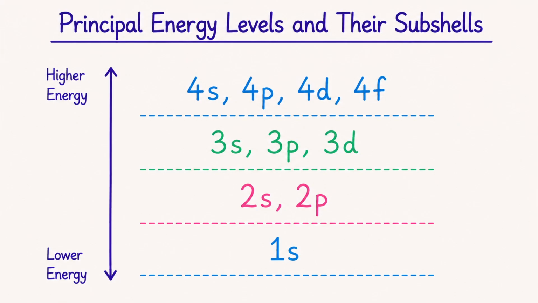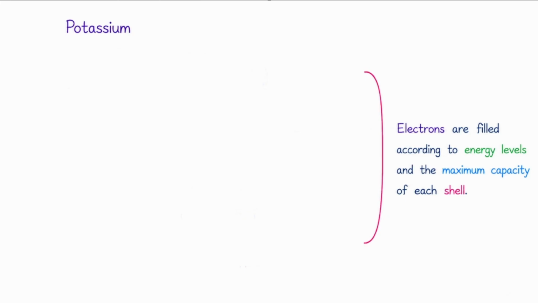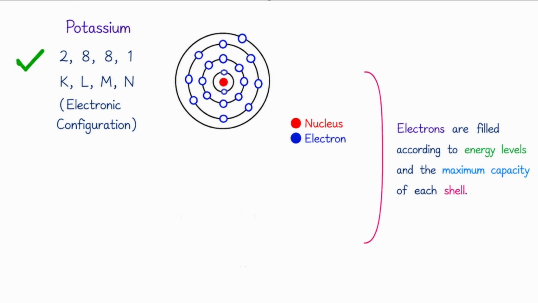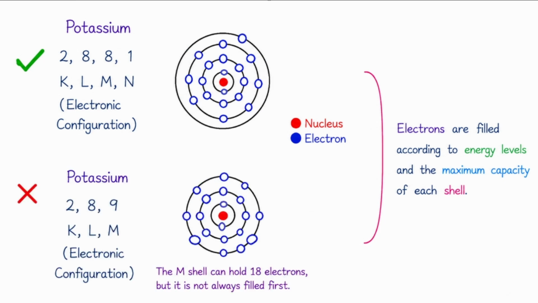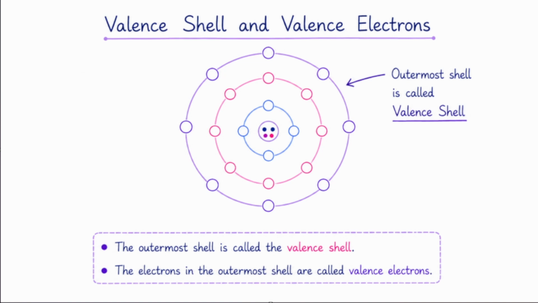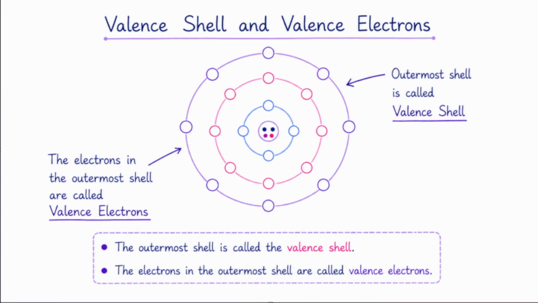In reality, electrons fill shells based on energy levels rather than capacity alone. For example, potassium, atomic number 19, has an electron configuration of 2, 8, 8, 1 instead of 2, 8, 9, even though the third shell can hold up to 18 electrons. This occurs because the lowest energy sublevel of the fourth shell is actually lower in energy than the remaining sublevels of the third shell, causing the electron to fill it first. Moving on, the valence shell is the outermost shell of an atom. The electrons within this shell are called valence electrons, and they are the ones responsible for participating in chemical reactions.